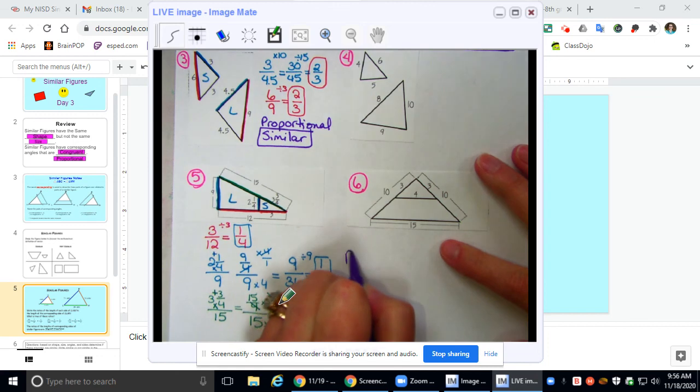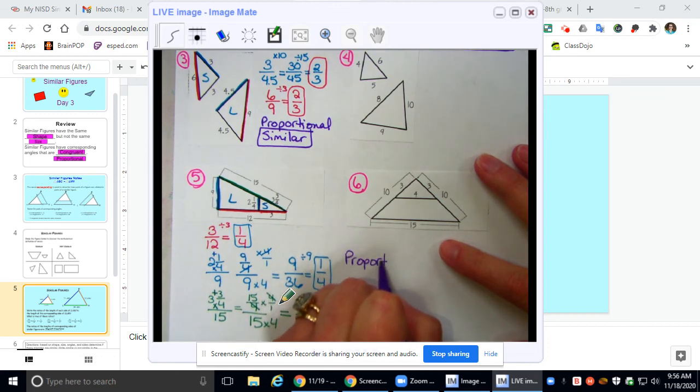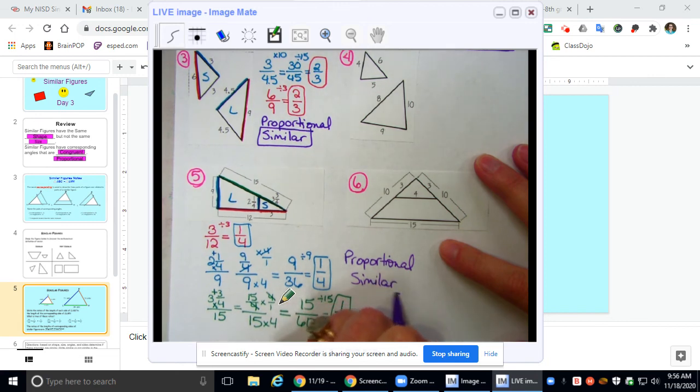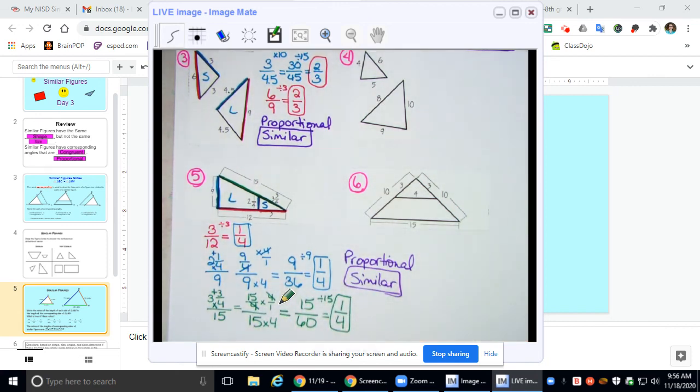So I'm going to write proportional and similar. Now, I know I didn't do all the problems on the paper, but I think you guys have a good idea of what I'm expecting you to be able to do.